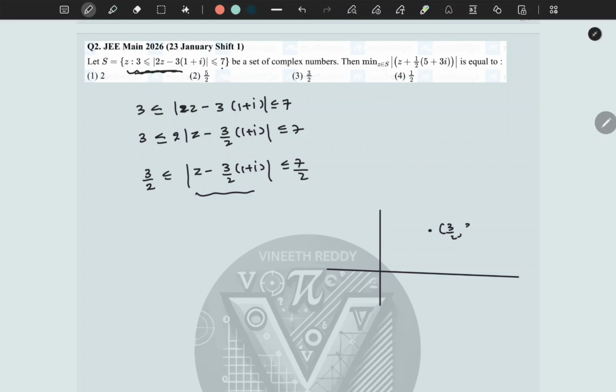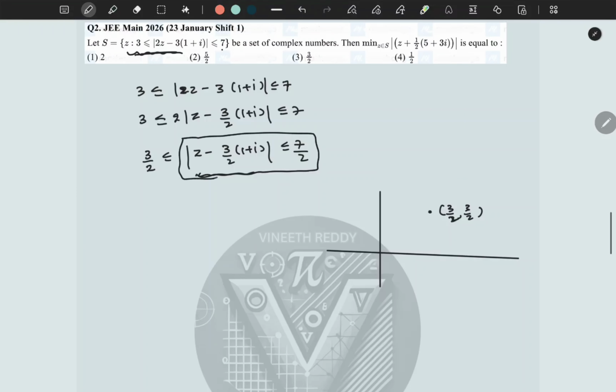So 3 by 2 comma 3 by 2 is a point lying on the line y equals x, right? And we get 2 circles here. Firstly, when we take this part, that should be a disc with center 3 by 2 comma 3 by 2 and radius 7 by 2, right? That means 3 by 2 plus 7 by 2 will be 10 by 2. So one end of the diameter will be 5 comma 3 by 2, and the other end of the diameter, 3 by 2 minus 7 by 2, will be minus 2. So this point will be minus 2 comma 3 by 2, right? I hope you understood this, dear students.